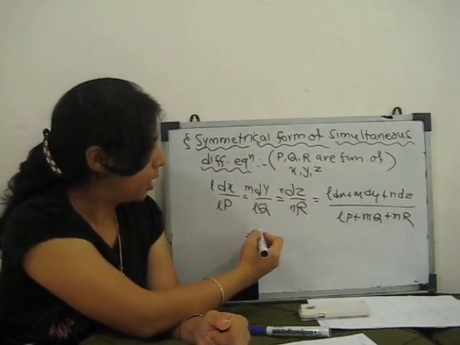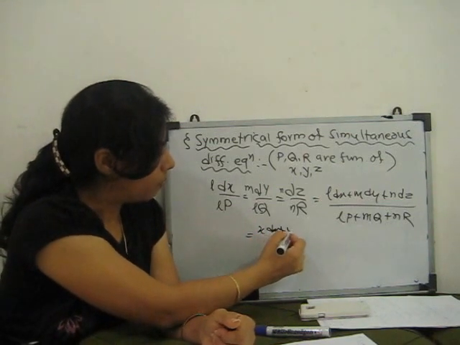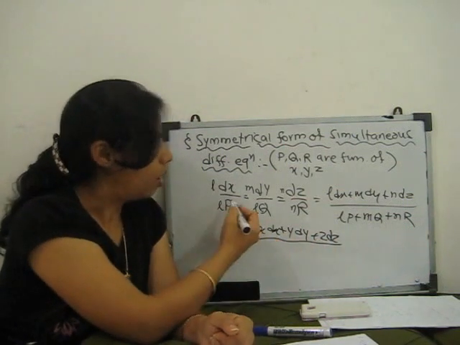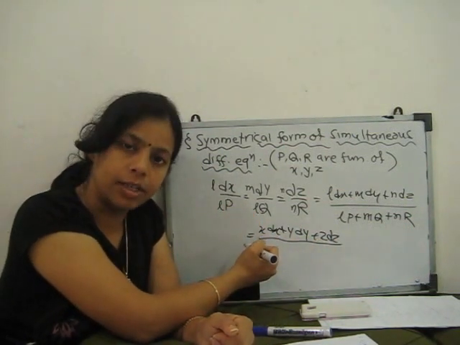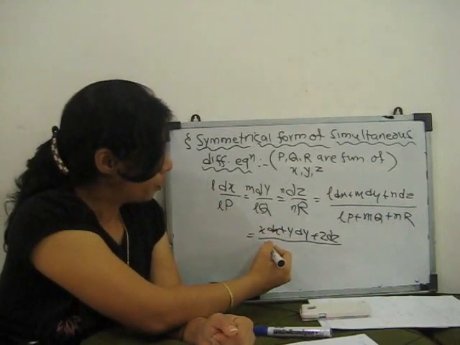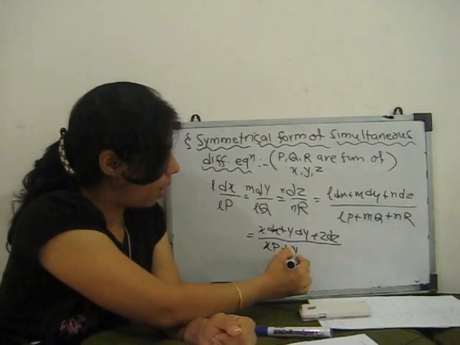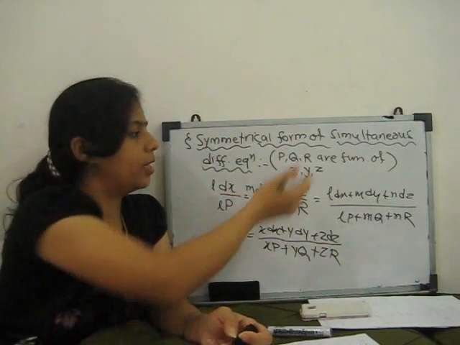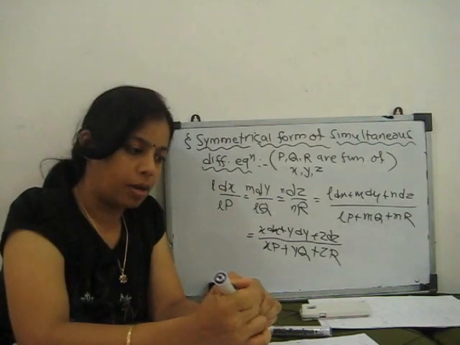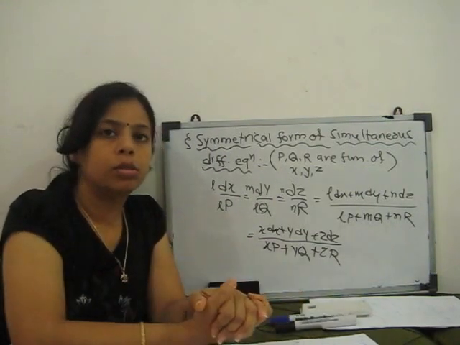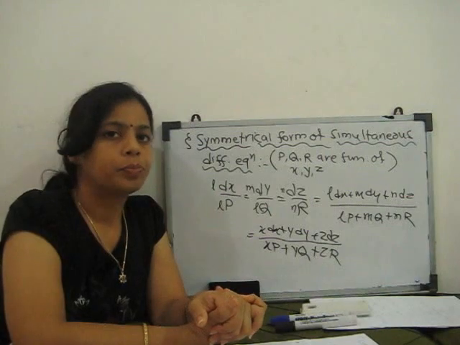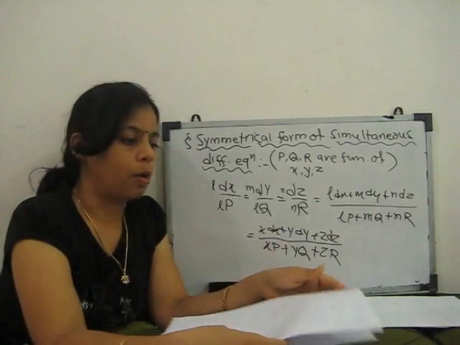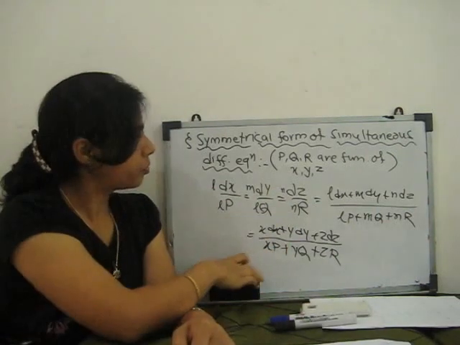Or we can say x dx plus y dy plus z dz. Whatever we multiply in the numerator, we can multiply with the denominator also. So similarly, xP plus yQ plus zR. This is called the method of multipliers. I will discuss some problems on this symmetrical form of simultaneous equations, so you better understand how to solve these types of problems.